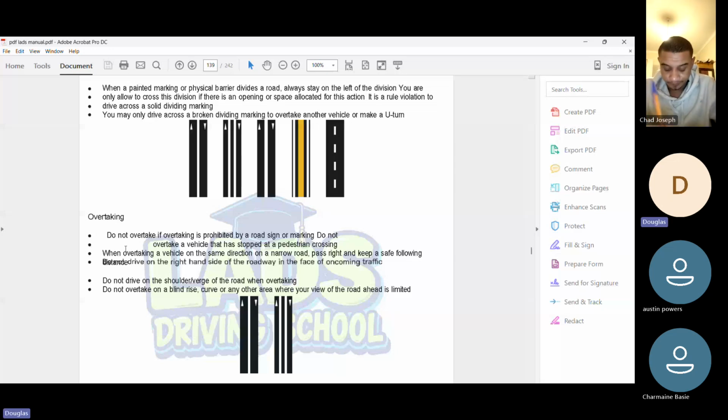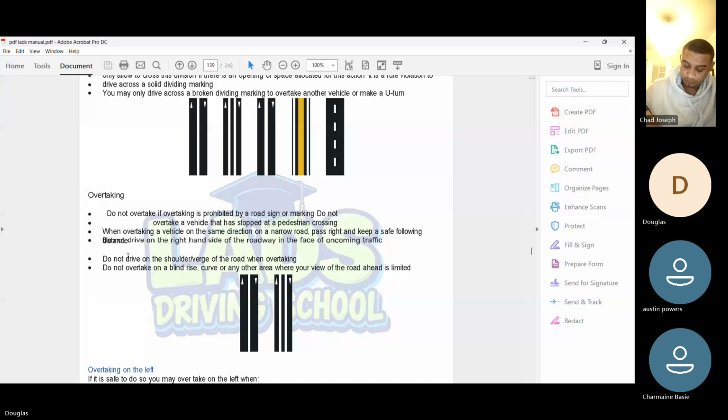Next, they're saying do not drive on the shoulder or verge of a road when overtaking. Remember what I said? The verge is on the left edge of the road. That's the verge of the road. So you're not allowed to overtake on that side. You're only allowed to overtake on the right side. The only time you can overtake on the left side is when the vehicle in front of you is turning right. Meaning he's indicating that he's turning right, then he gives you space on the left side, he moves closer to the center line. Then you're allowed to overtake on the left side.